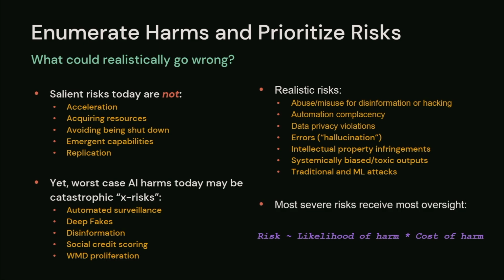I think the most realistic risks for organizations today are on the other side of the slide. People abuse these systems for the generation of disinformation. They abuse them to get hacking or malware information. Automation complacency means that we get too dependent on these systems. Certainly there are data privacy issues; I showed examples of data privacy violations. Errors and hallucinations are a real problem. Intellectual property infringement is a real problem, where there are past incidents and ongoing lawsuits. Systemically biased and toxic outputs remain a problem.